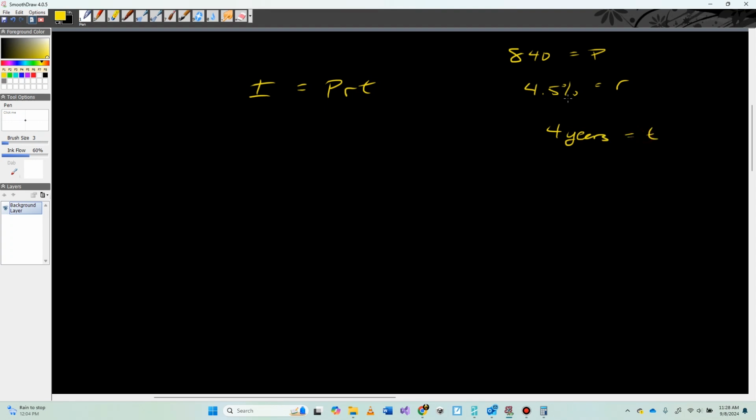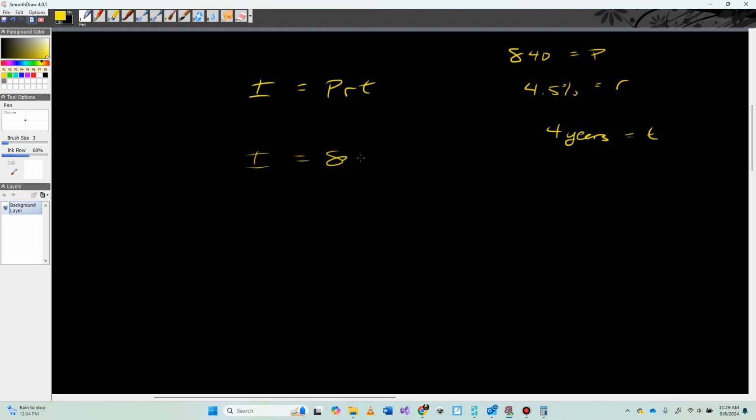Now, is that the same unit as my rate? That's one thing we do need to keep track of. Is the rate using the same unit of measurement as my time? Most of these problems are going to do that, and that is the case. 4.5% per year, and so we don't have to worry too much about any complications to this equation.